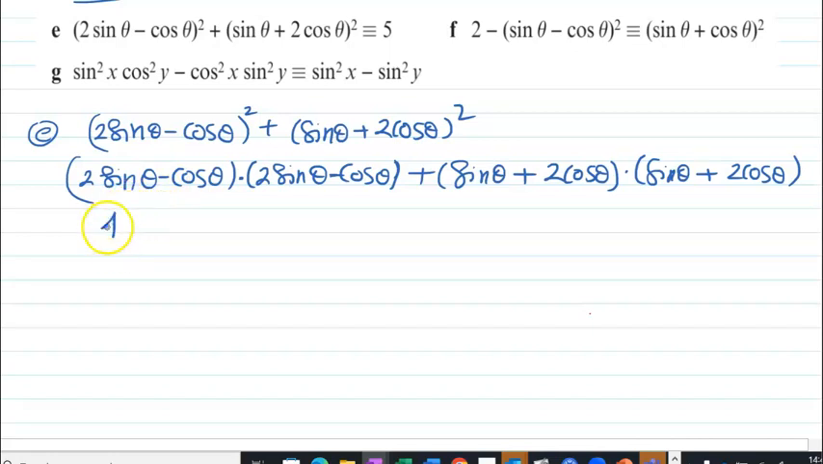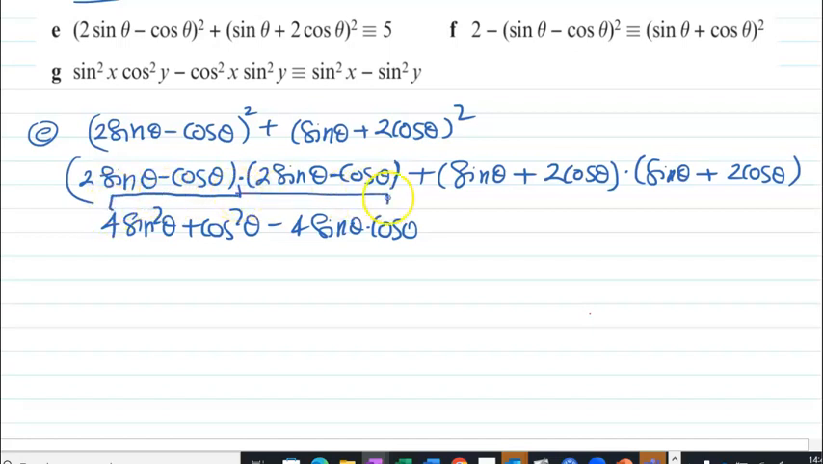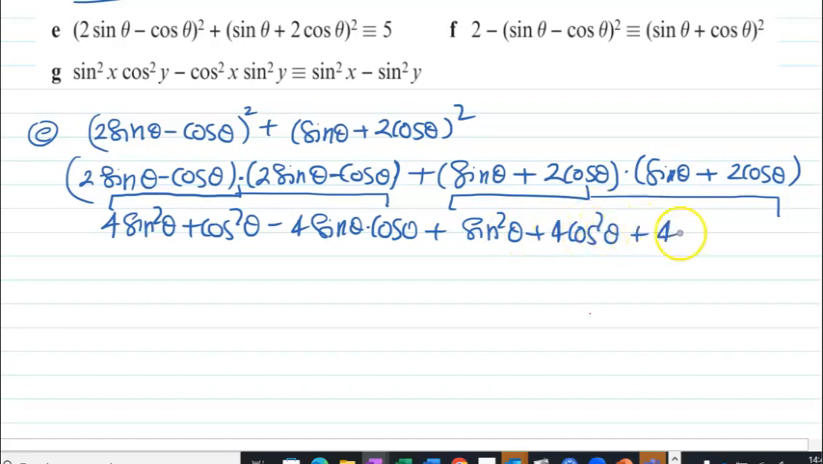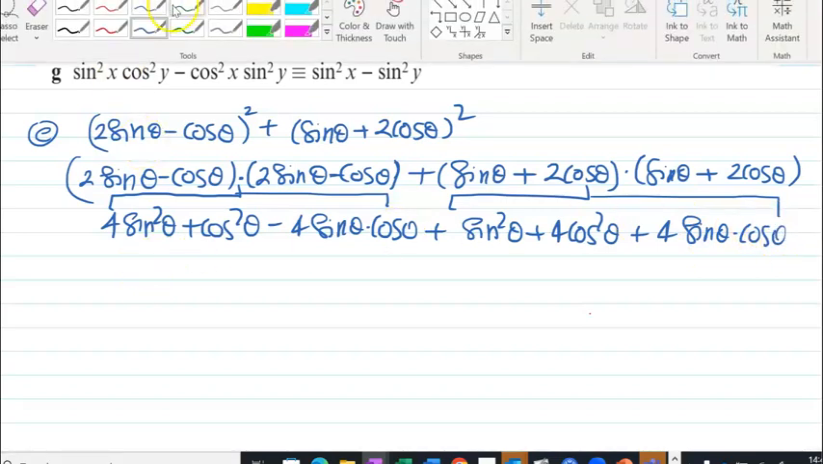So once you expand it, I can write down the answer directly. It should be 4 sin square theta plus cos square theta minus 4 sin theta times cos theta. This is the expansion of this. Plus, now the expansion of this is sin square theta plus 4 cos square theta plus 4 sin theta cos theta. Okay. Now we are collecting like terms.